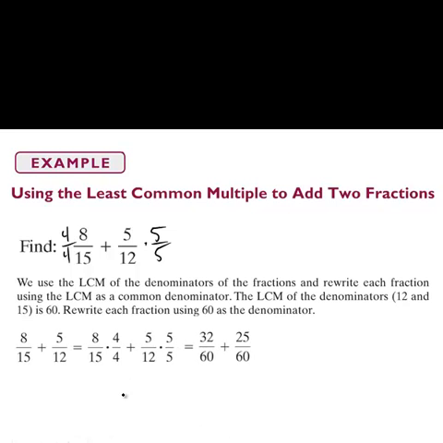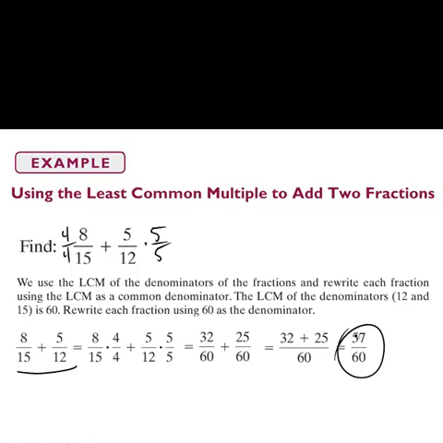So this first fraction becomes 32/60ths. Second fraction becomes 25/60ths. Now look, 32/60ths is really the same value as 8/15ths. 25/60ths is the same value as 5/12ths. So we're not changing the value of those fractions. We're just rewriting them so that those two fractions have a common denominator. Now you can add those numerators, 32 plus 25, to give 57. So 57/60ths is the sum of these two fractions.